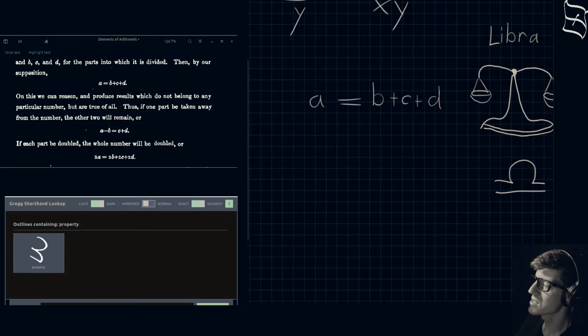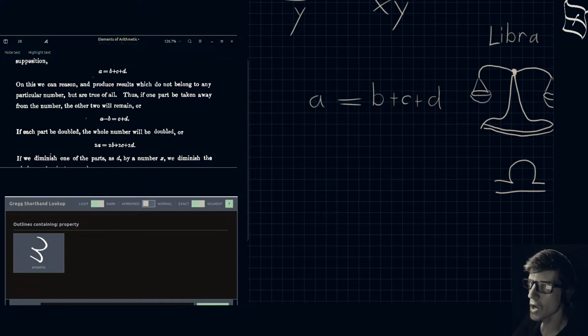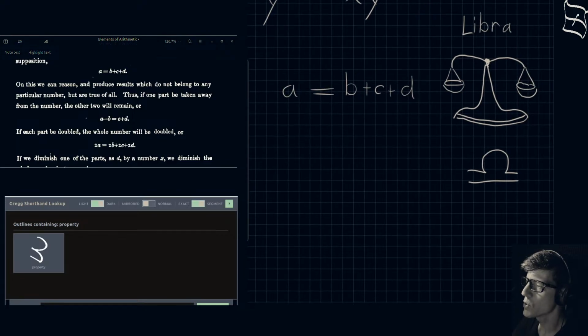And we said that some number a has been divided into b, c, and d parts. And the addition, if you were to put them back together, then you would end up with the resultant sum, which would be a. The part b plus the part c plus the part d would equal a. Okay? On this, we can reason and produce results which do not belong to any particular number, but are true of all. Thus, if one part be taken away from the number, the other two will remain.